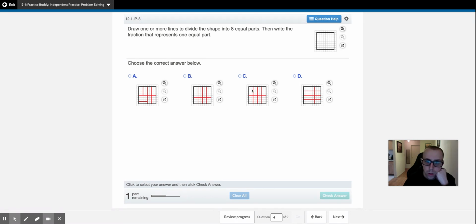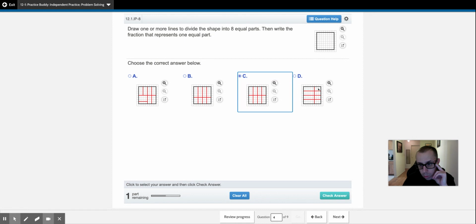1, 2, 3, 4, 5, 6, 7, 8. Okay, another 8 and 8. If I needed to, I would take my time and count each one. If you look here, every single one of these has 8 in it. That's my answer. I would want to double check this one.